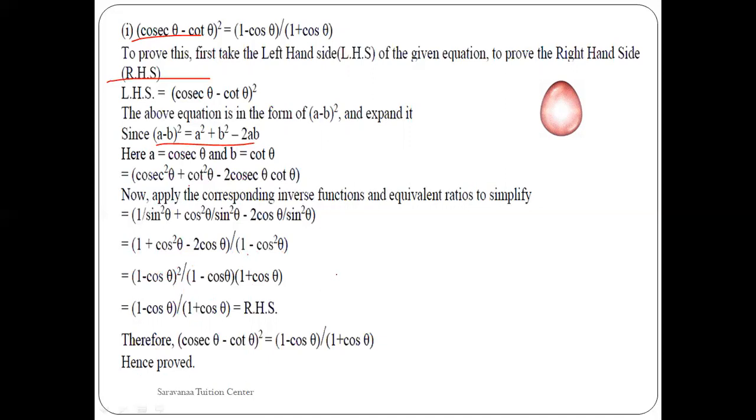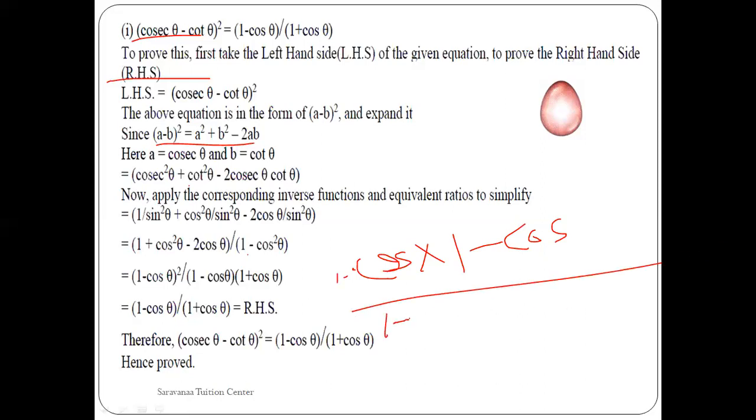In the numerator it will be 1 minus cos into 1 minus cos, by 1 minus cos into 1 plus cos. Cancel this one and this one. You get 1 minus cos by 1 plus cos. Hence proved. Okay. Equals RHS and hence proved.